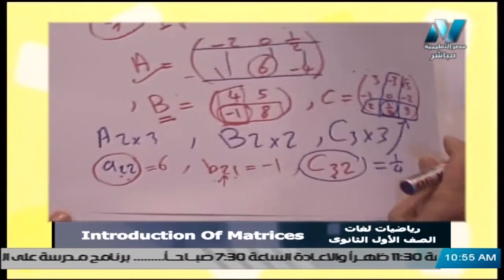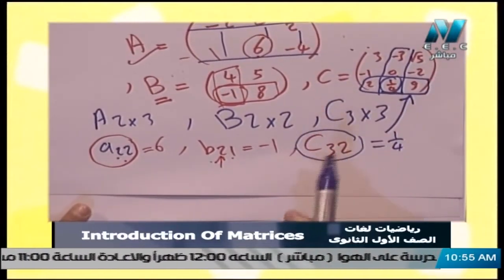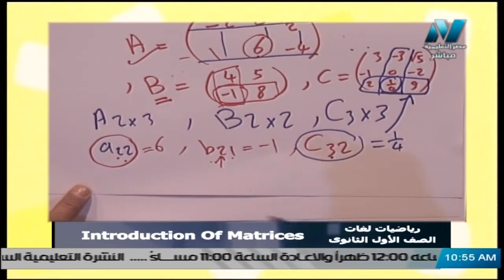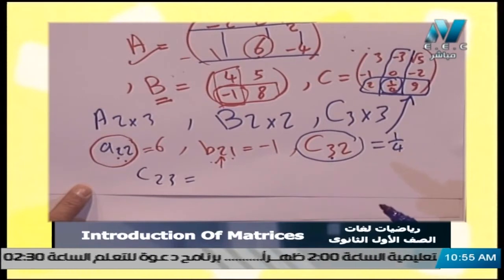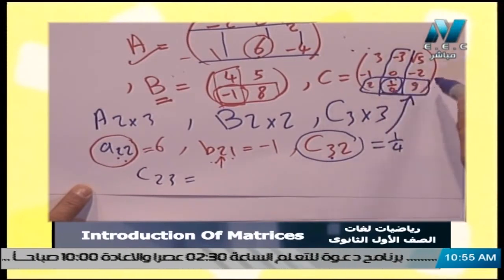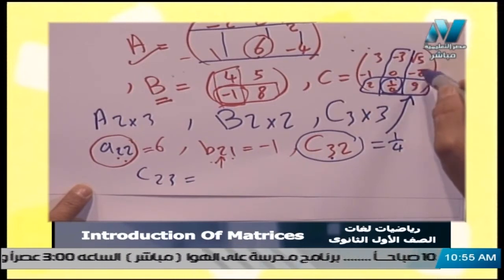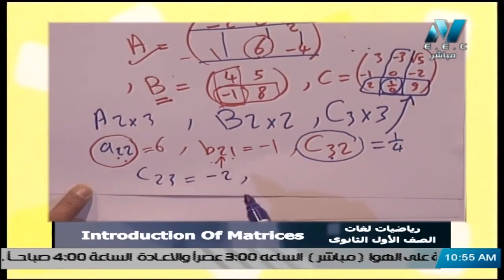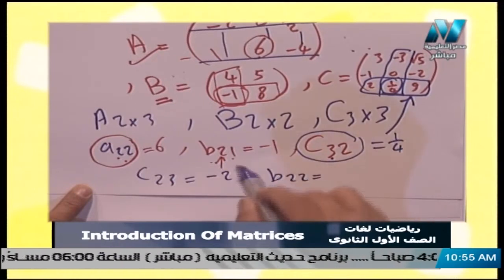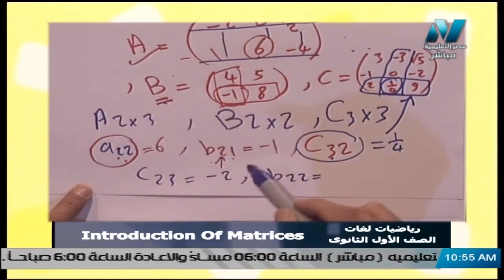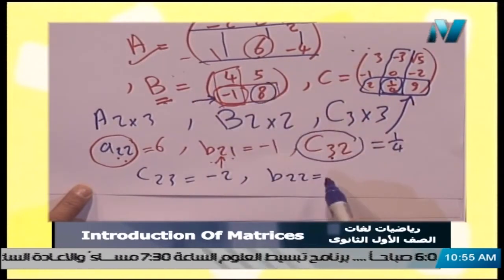Let's practice another one. If we have C23, what's C23? C2 means the second row, 3 means the third column, so it's negative 2. b22 lies in the matrix B, the second row and second column, so it's equal to 8.